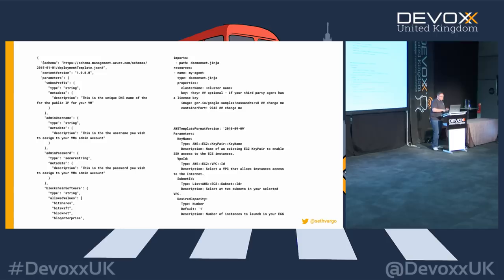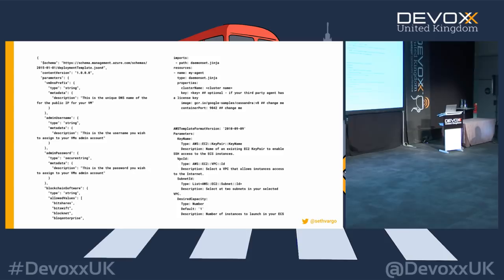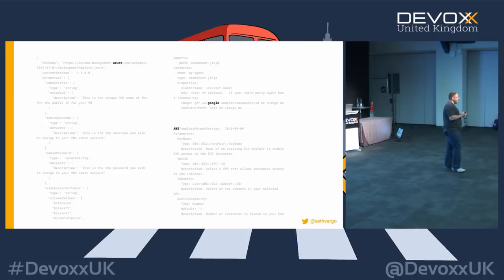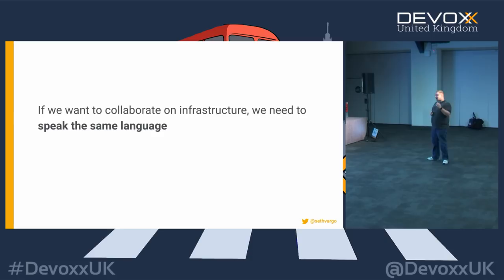So I'm not trying to convince you that infrastructure as code is a good idea. Every major cloud provider has some kind of infrastructure provisioning software. I'm not going to mention any names here, but what you'll notice is that all three of these, so the left side, the top right, and the bottom right, are completely different. One of them is JSON, two of them are YAML, and like I said, I'm not mentioning any names here to call anybody out, but, oh, crap. Anyway, my point is that if we want to collaborate on infrastructure, we need to speak the same language.